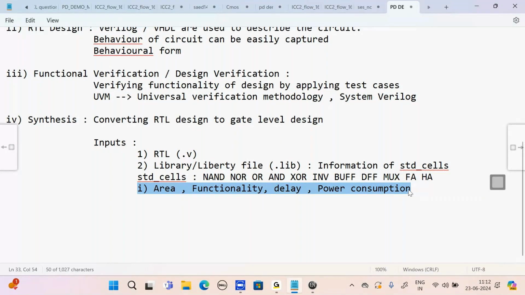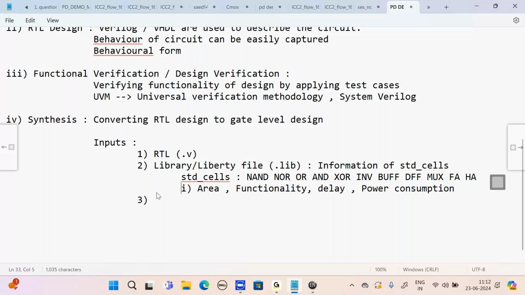So synthesis is done by the tool. You are not going to do it. So your synthesis tool will convert RTL to what? Gate level design, by picking the cells present in what? The Liberty file. You have to give this as an input. So there is one more input for this. What is that? Yeah, one more input for this. The SDC file, Synopsys design constraint file.